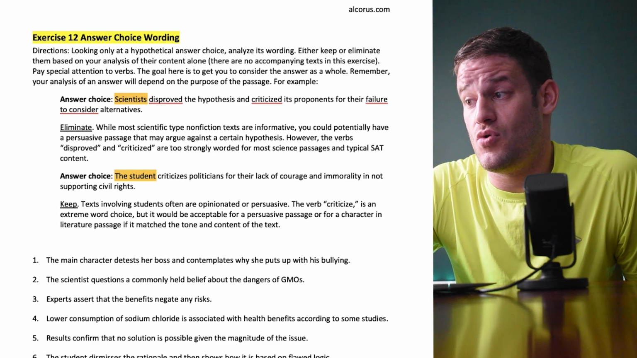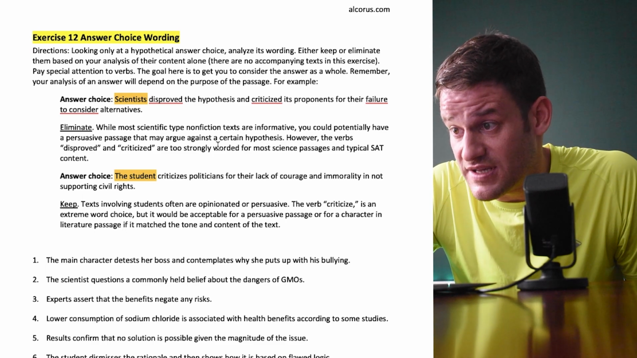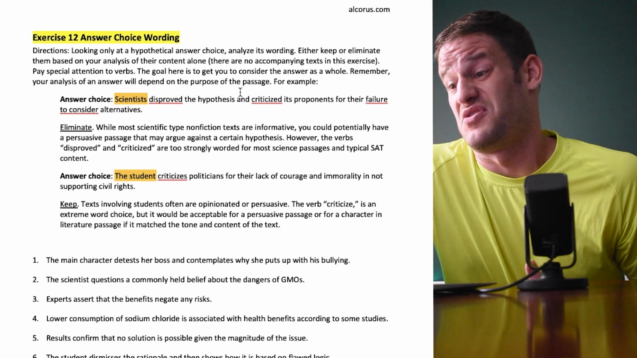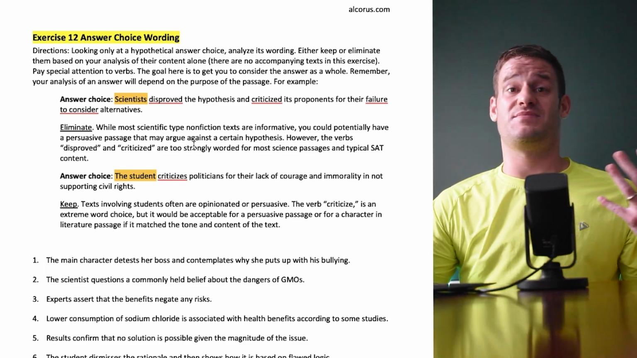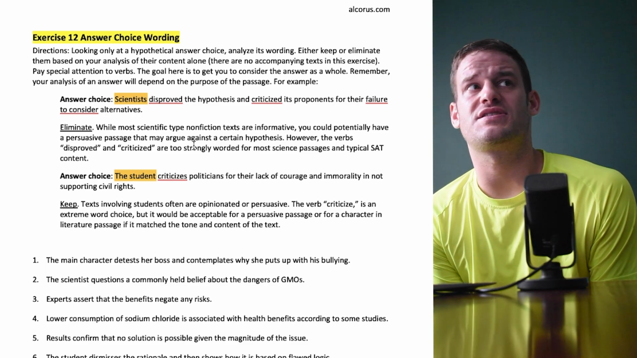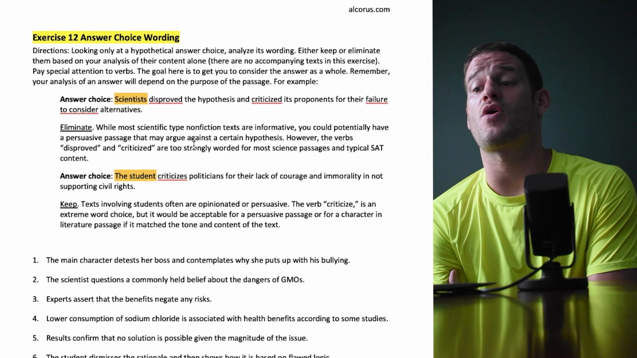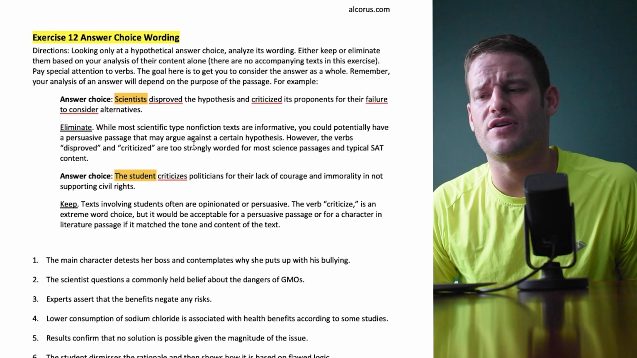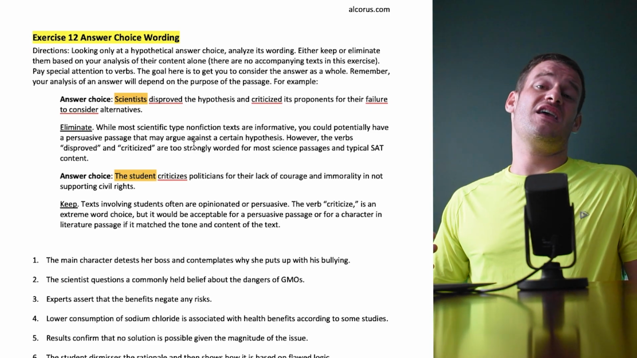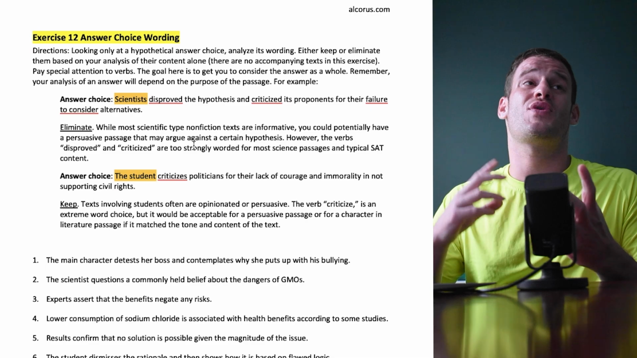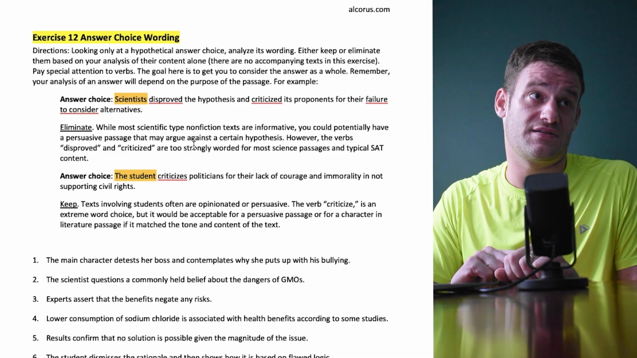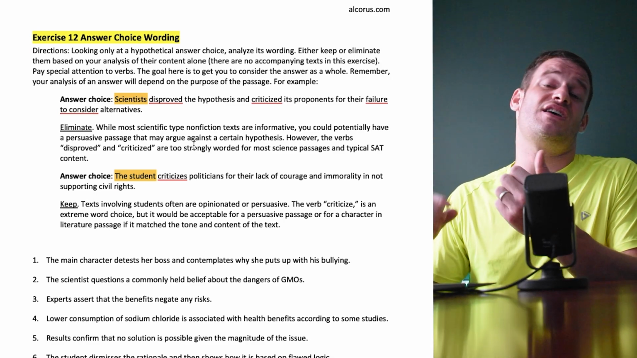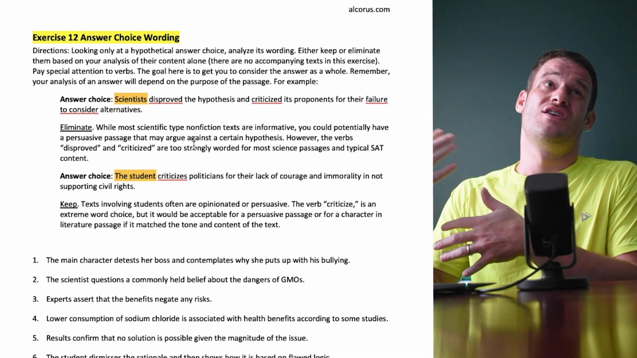So even though we have slightly stronger verbs, or at least similar verbs, this seems a lot more acceptable because it's about a student, and we could envision a passage where a student is expressing an opinion, where that would be a lot more rare if it was a scientist. Again, if you had a fiction passage and you had a character instead of a scientist, a character could do a lot more extreme things and you could have a lot more extreme verbs.